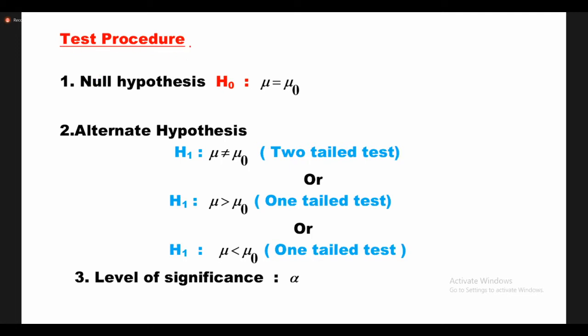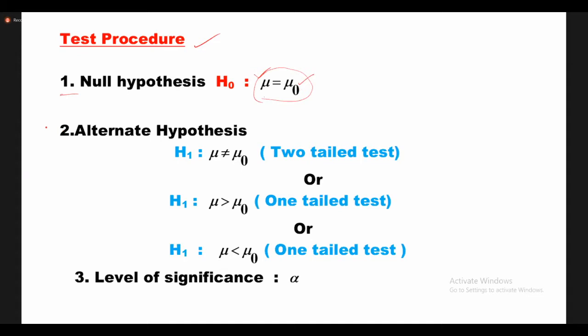Testing of hypothesis procedure. The first step is we have to set up the null hypothesis. Here the null hypothesis notation is always this one: mu is equal to mu naught. That means estimated population parameter is equal to actual population parameter. Always we use this notation.